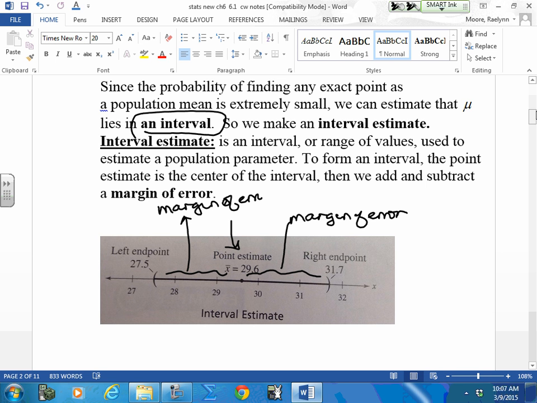These have to be equal on both sides. Now, if I want to know what my margin of error is here, how can I find it? Without using a formula, if I have my point estimate and my left end and my right end, and this in here represents my margin of error, how could I find it? Good. Subtract the endpoint and minus from the mean. So this would give me a 2.1 margin of error.